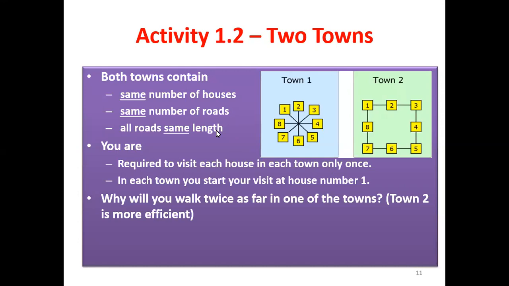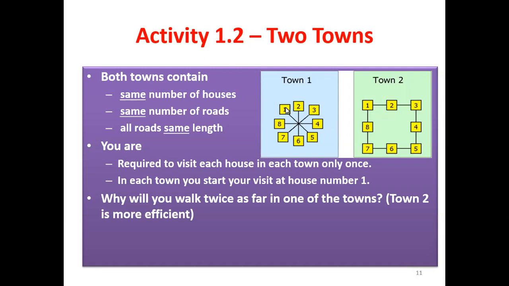So now, if that is the case, you will have a question, and that question is, why will you walk twice as far in one of the towns? Why do you think you would walk twice as far in one of the towns? Another way to ask this question is, which of them do you think is the most efficient? Is it town one or town two?